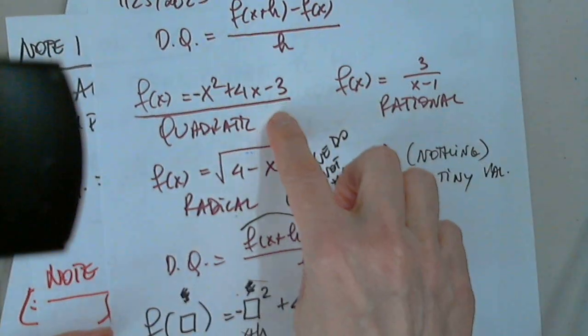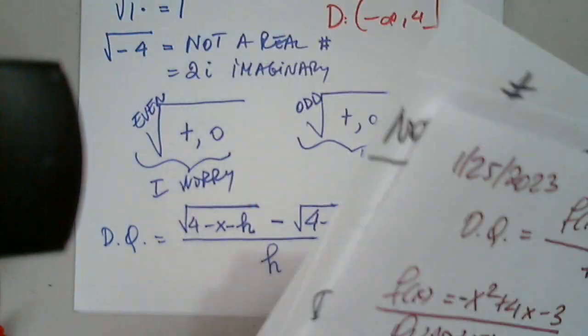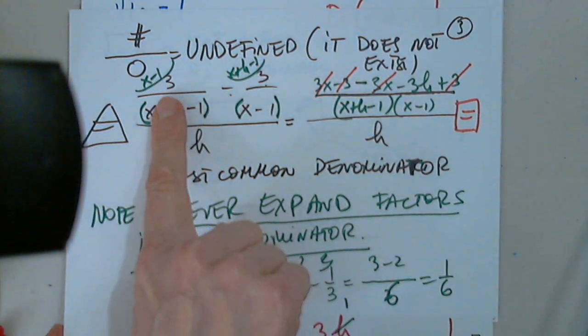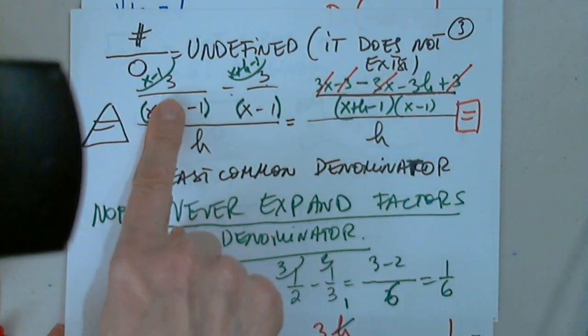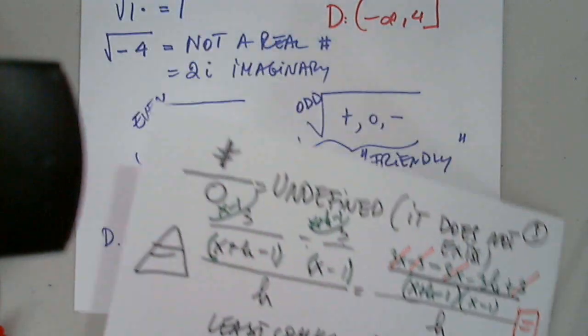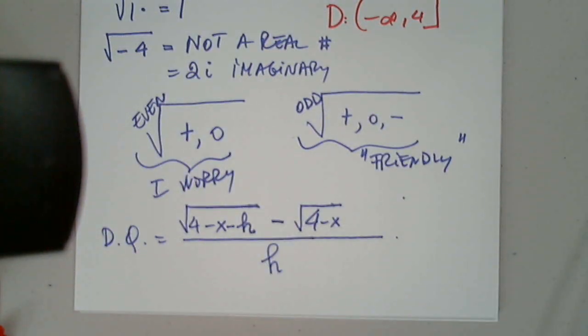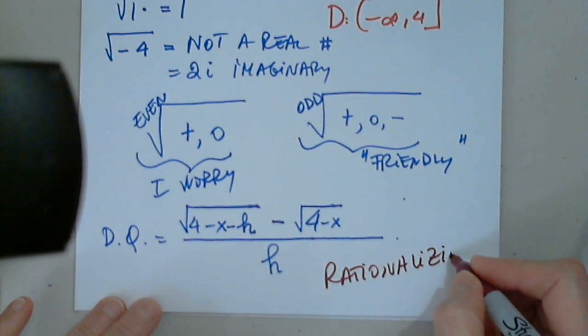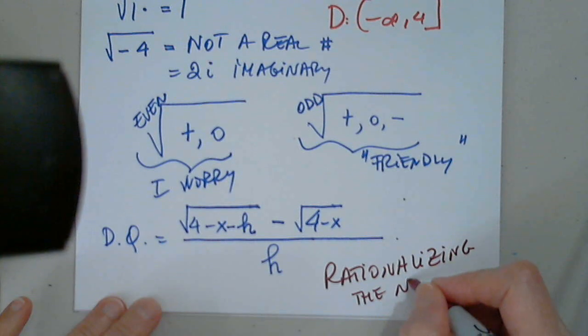How do we deal with this? When we had a quadratic function, we used this pattern. When we had a rational function, we had to find the least common denominator, multiplying by x minus 1 and then by x plus h minus 1. But now this is a totally different function. What do I do with this? Because I cannot add these. I cannot take square roots. Let me refresh your memory. This is called rationalizing, this time the numerator.